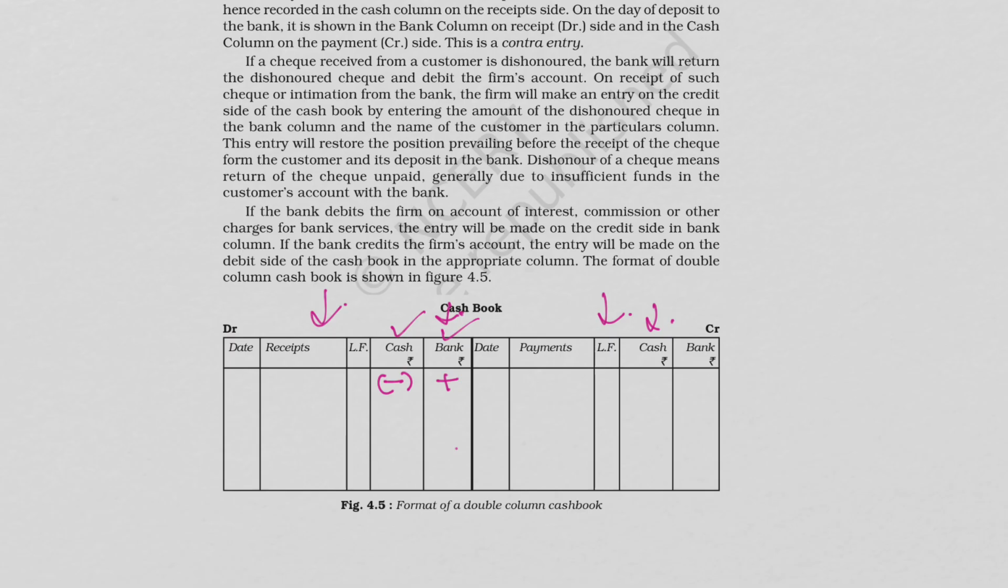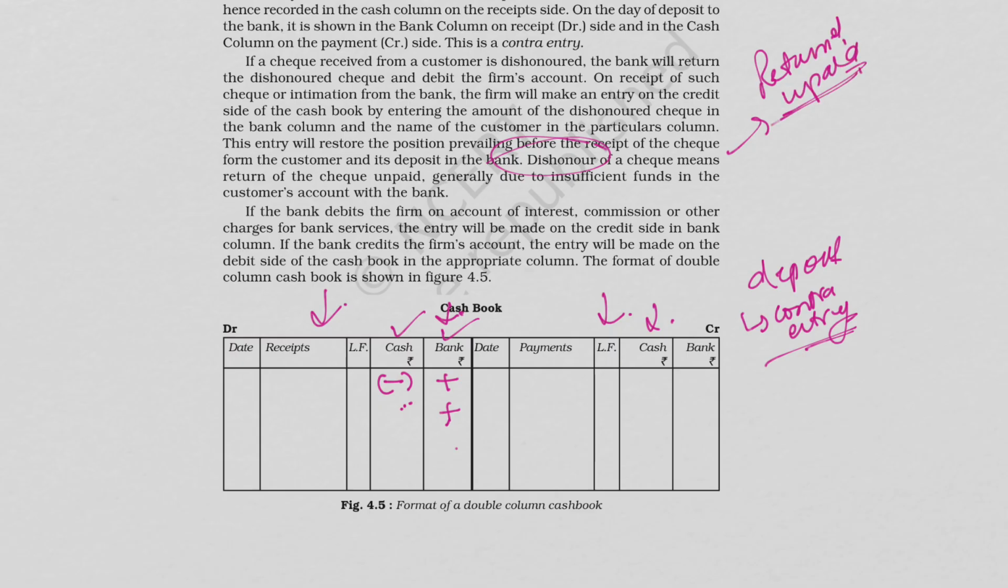When a check is received and deposited on the same day, we record it in the bank column. If it is deposited later, then on the date of receipt it is recorded in the cash column, and on the date of deposit we make a contra entry. In case of dishonor of a check, meaning the check is returned unpaid, the entry is made on the credit side of the bank column. This we have made, right?